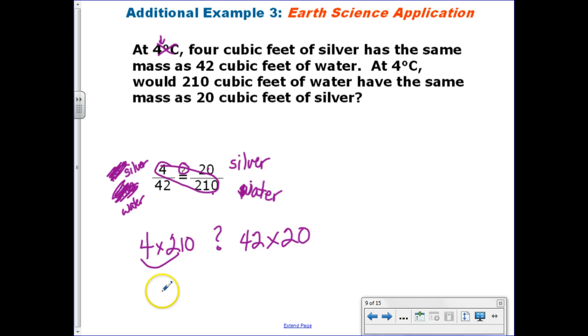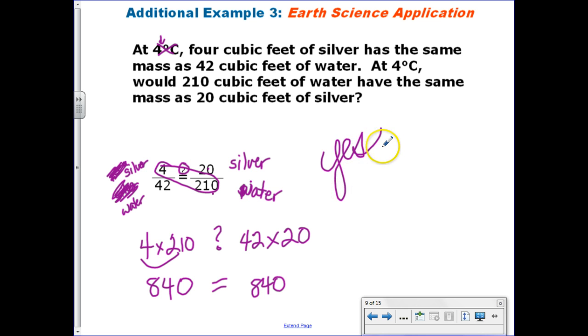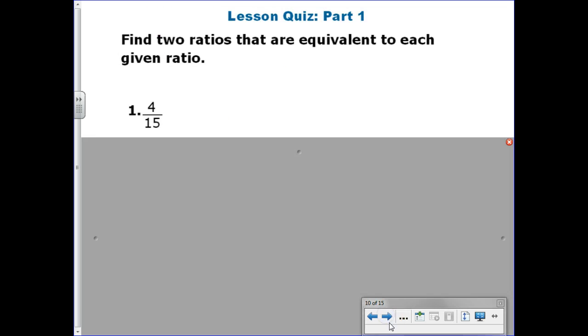Oh, I don't need a calculator for this. Good grief. 840 here. And when I multiply this one, well, look at this. 840. These are equal. So this one, you're going to say yes, because the cross products are equal. Therefore, it is a proportion. That's a way you can check.